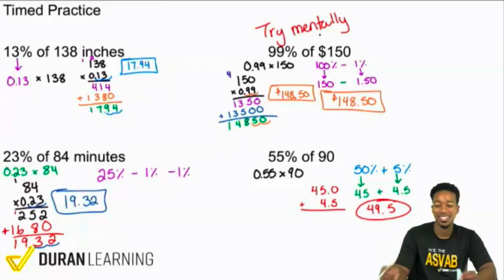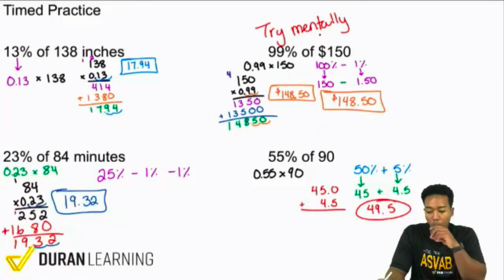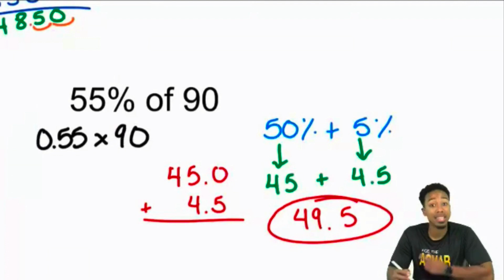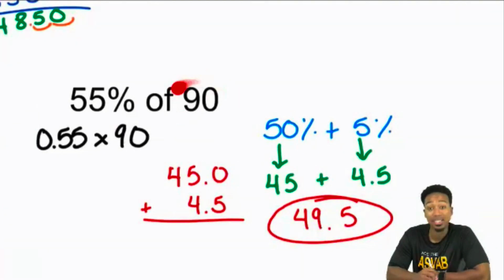Okay, go ahead, Shan. Quick question. How do you get a 45, like above 50, how did you turn it to 45? Yeah, because we're doing 50%. Remember that 50% means half, right? So we did half of 90. Half of 90, 45. Okay.